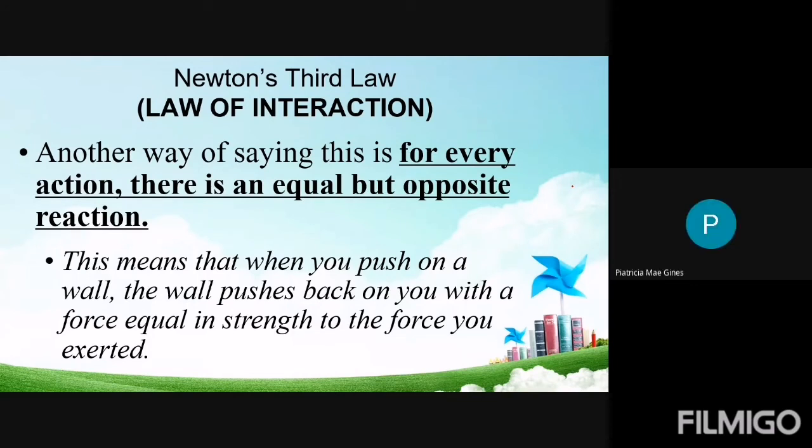Another way of saying this is for every action, there is an equal but opposite reaction. This means that when you push on a wall, the wall pushes back on you with a force equal in strength to the force you exerted. Okay, so that is what we call the law of interaction. Take note of that. Equal in the sense that equal in the amount of force, but acting in an opposite direction. So for every action, there is an equal, we're talking about the force, the amount of force, but opposite reaction. We're talking about the direction.